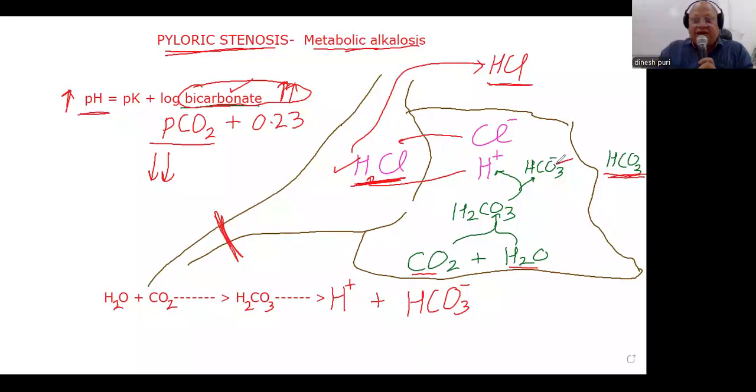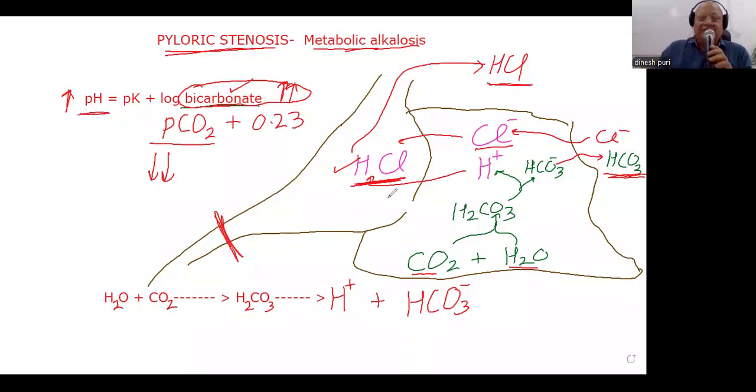Now, bicarbonate so generated is reabsorbed into the blood circulation, and it's actually an antiport system in exchange of chloride to maintain the electrical neutrality. So from the bloodstream or the extracellular fluid, bicarbonate moves out and chloride goes in, giving rise to intracellular chloride, and they form HCl in the gastric lumen. So this is the normal sequence of events.